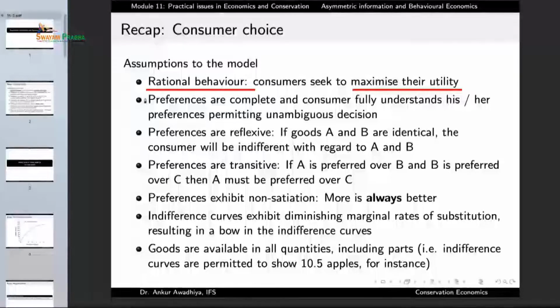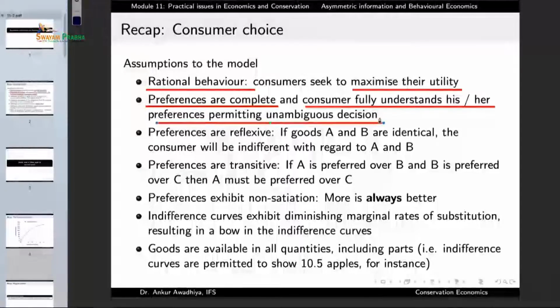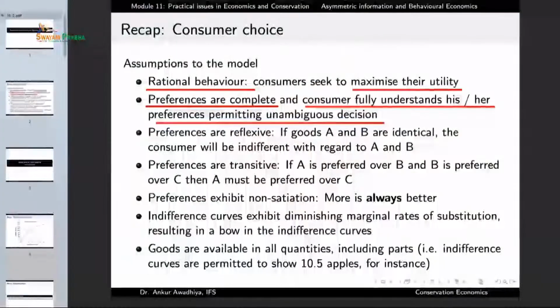Then, in the consumer choice model, we had said that preferences are complete and the consumer fully understands his or her preferences, which permits an unambiguous decision. But if you visit any restaurant, you will see that in a number of cases we cannot make an unambiguous decision, because at times we get confused. At times we start to think, okay, should I have a mango ice cream or a pineapple ice cream? Whereas in the model we were saying that the preferences are complete and the consumer fully understands their preferences. But that is not always the case.